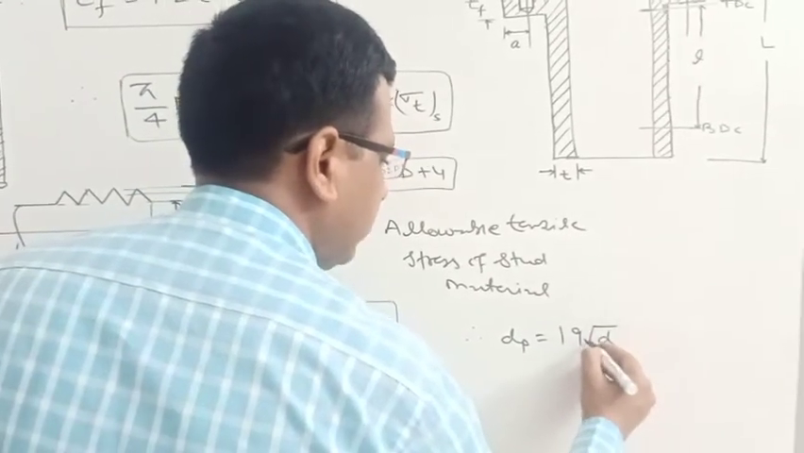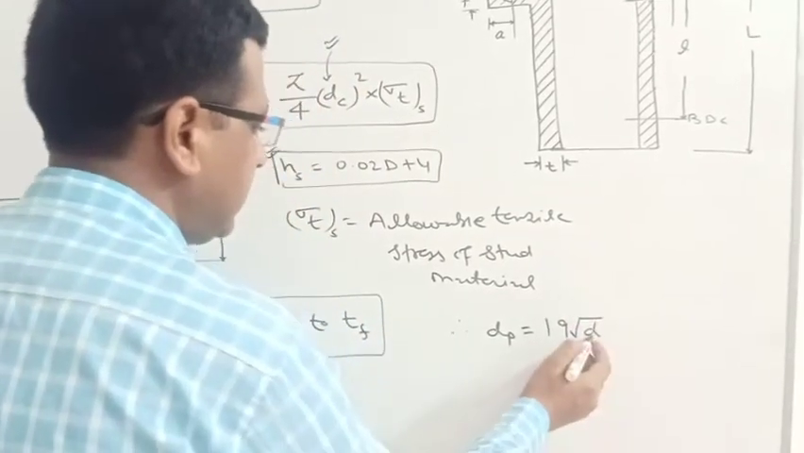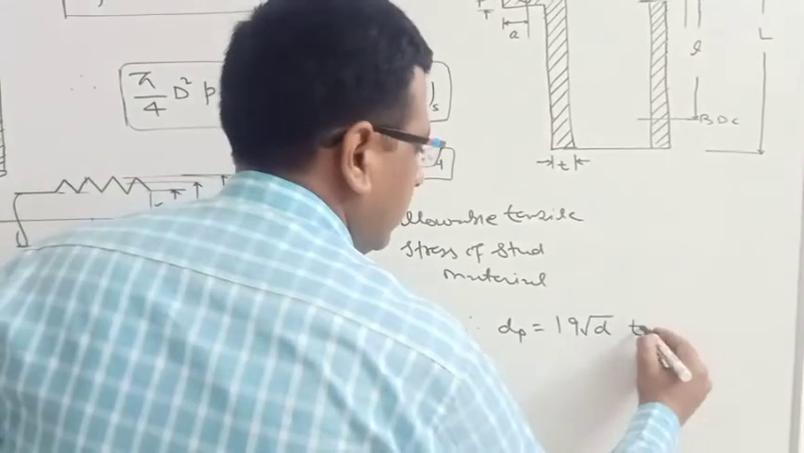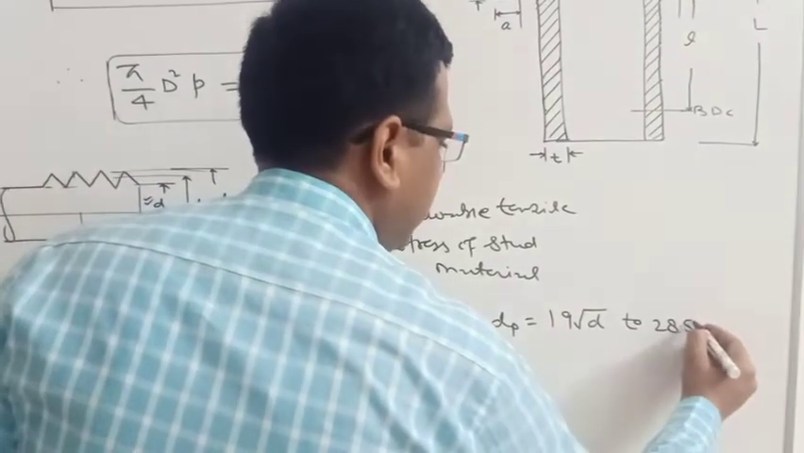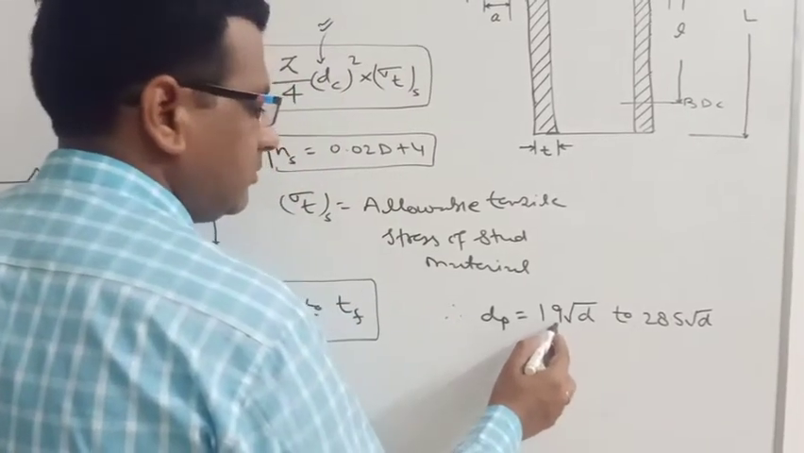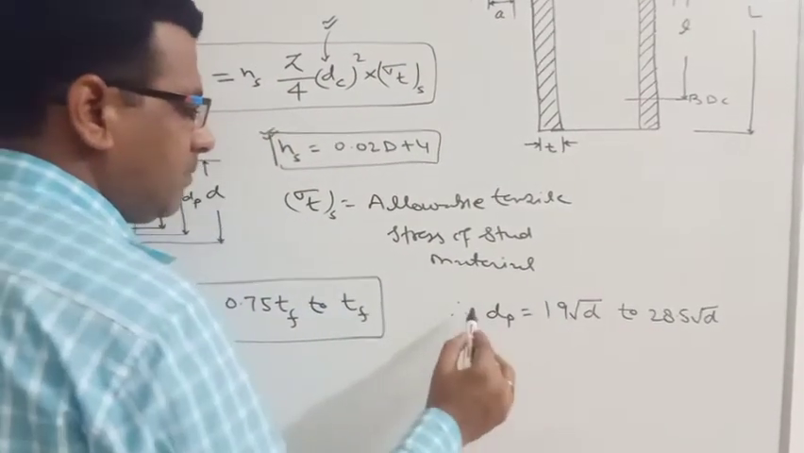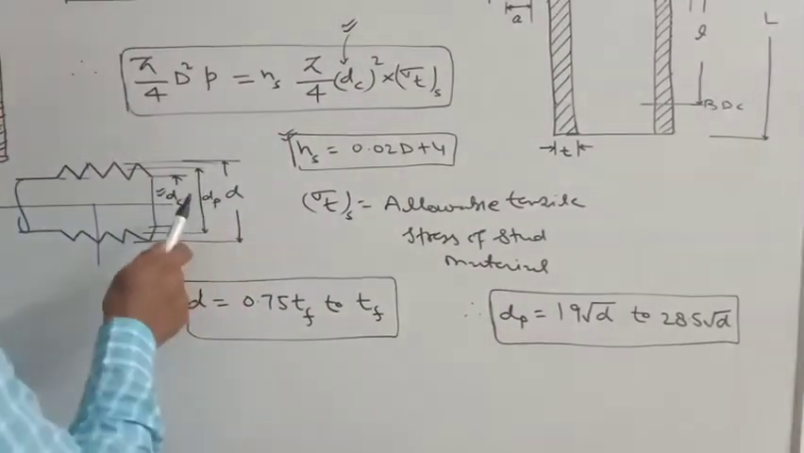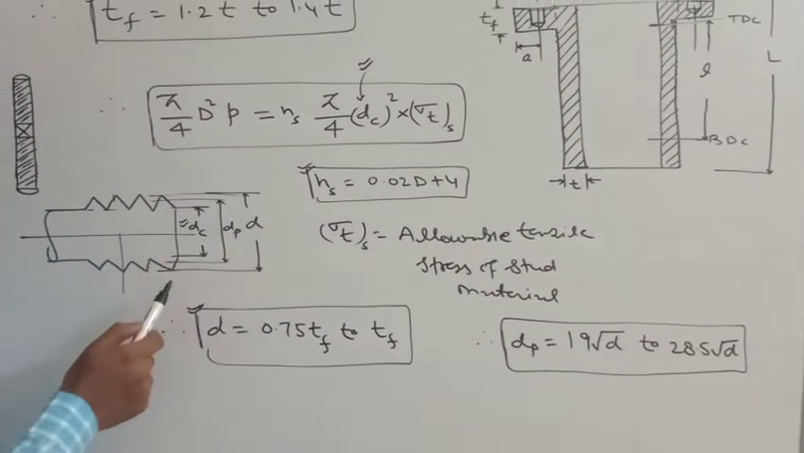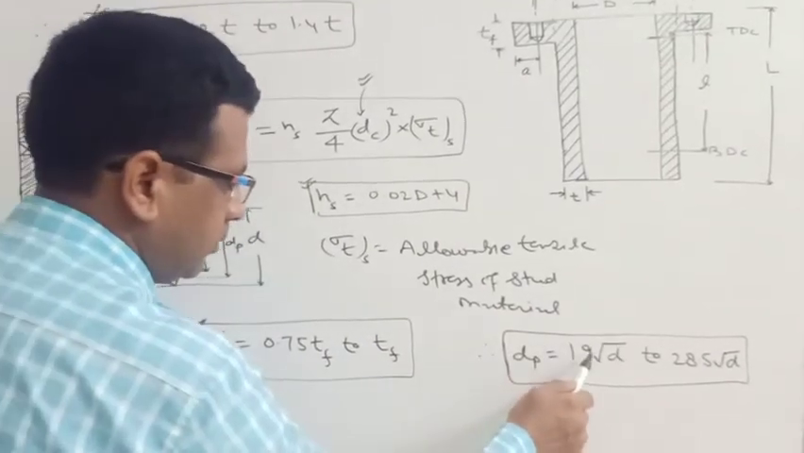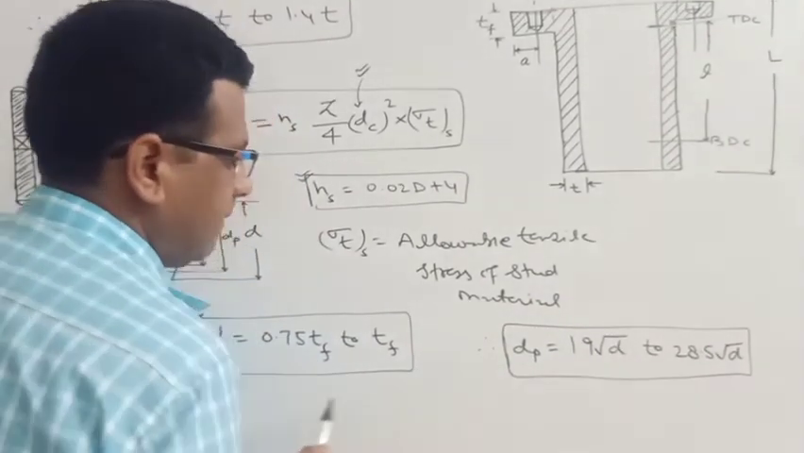The minimum limit is 19 into under root of d, where d is the nominal diameter. The maximum value is 28.5 into root d. This is our minimum pitch diameter and this is our maximum pitch diameter. Now the values for the threads dc, dp and d are calculated, but we have to check that the value of dp is in between the minimum and maximum.